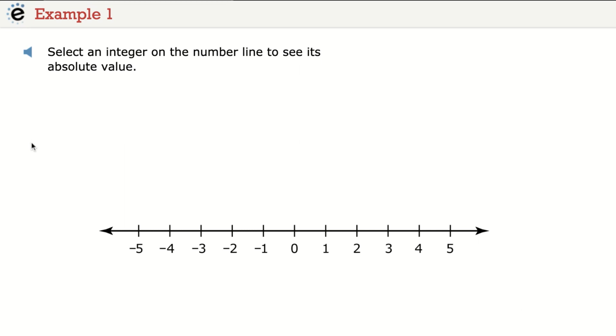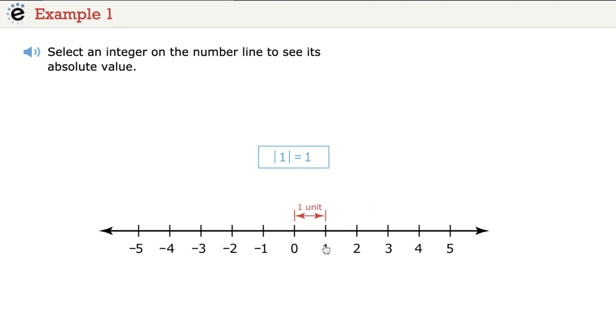Select an integer on the number line to see its absolute value. Okay, so this is the main key vocabulary term, and that's absolute value. And they describe that it's the distance from 0, and it's shown with those 2 lines around the number itself. So for 5, the distance from 5 to 0 is 5 units. So the absolute value of 5 is 5. That's how we read this little boxed equation here. The absolute value of 5 is 5.